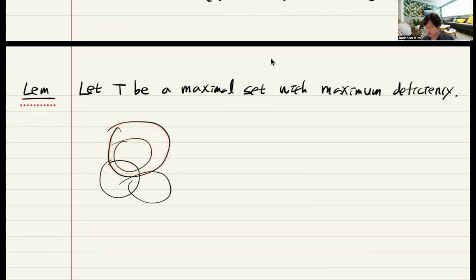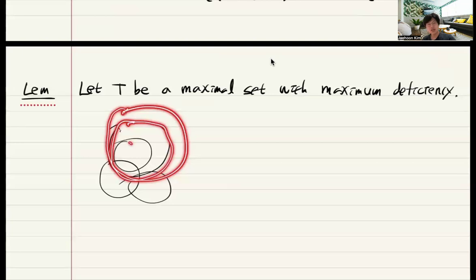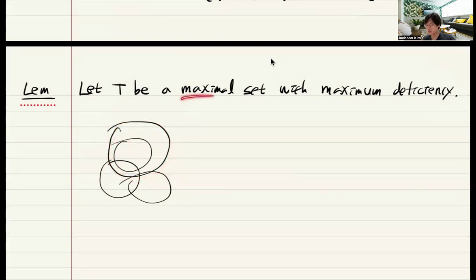So this maximal set means inclusion maximal. If we take T, there is no other set T prime which completely contains T and has the maximum deficiency. If no such set exists, then this is the maximal set. It's also okay to take this set as long as there is no other set completely containing this. This maximal set does not have to be the largest set; it is the inclusion maximal.